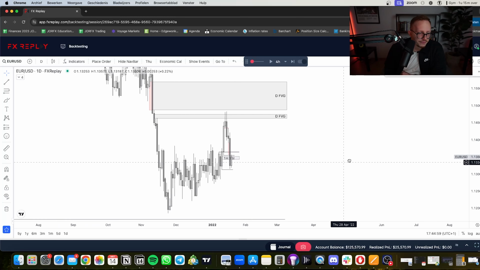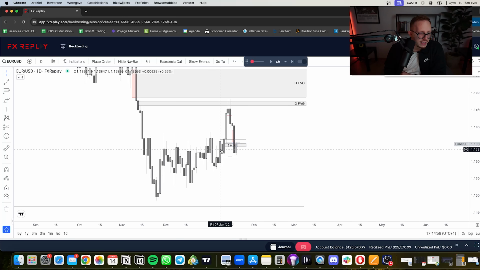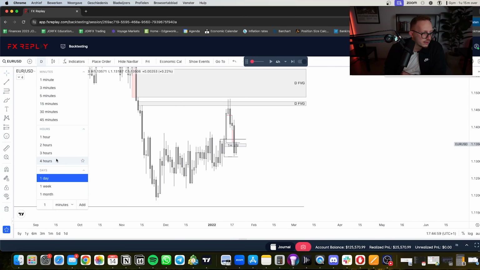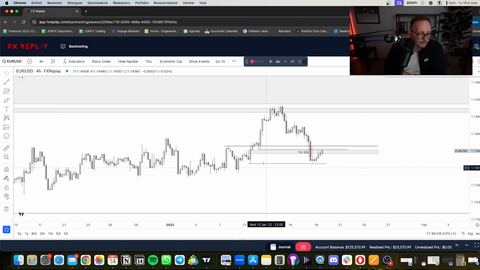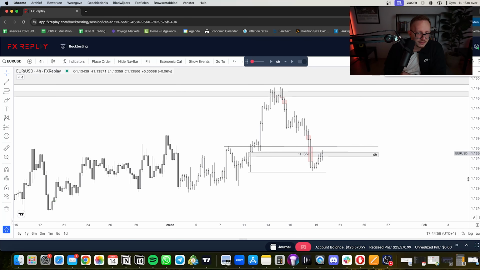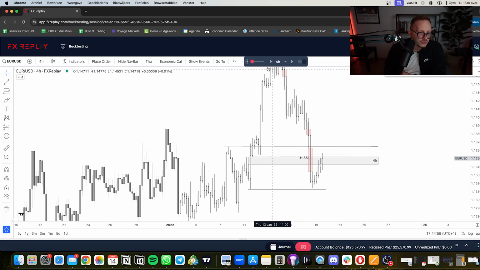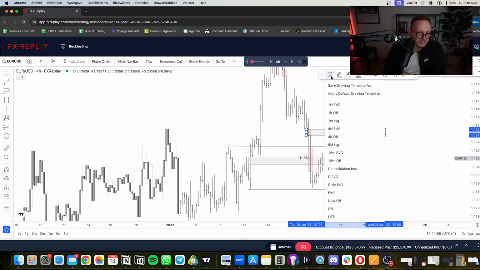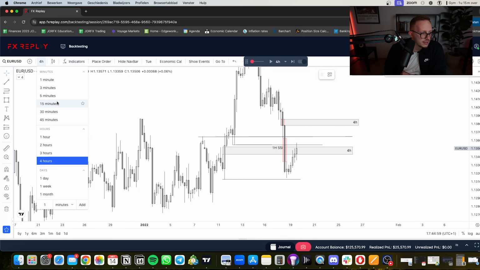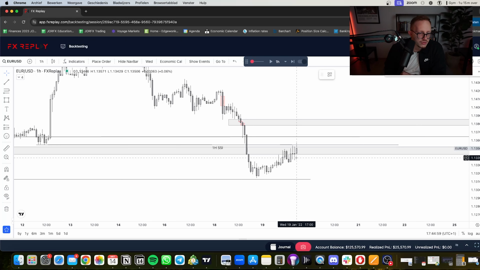So let's see. Now we are in a daily order block. Let's see, 4 hourly low right here. So most probably we'll have some kind of reversal and then maybe go lower from there. So we have a 4 hour fair value gap right here. Let's see what the 1 hour is doing.